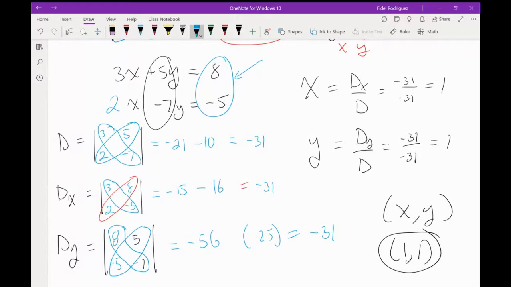Let me just double check something. Let me make sure I'm doing this the right way, because maybe I'm making a mistake here. It looks like I might be making a mistake. Oops. Let me double check. Yes, you know what? You're right. I'm making a mistake here. Yeah, that's my bad.